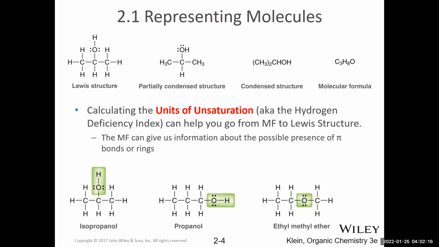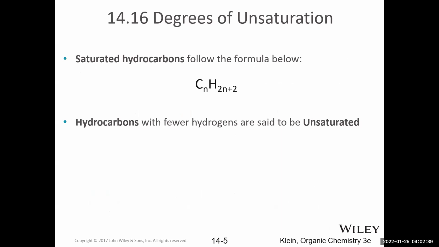If you get a calculation that equals 0, you're going to find out there are no pi bonds and no rings. That's really helpful information when you're trying to figure out how many constitutional isomers you can draw. I can just say, okay, I'm not going to make any rings and I'm not going to have any pi bonds in my structure. That's really helpful information.